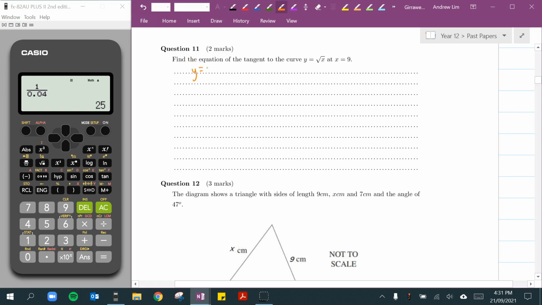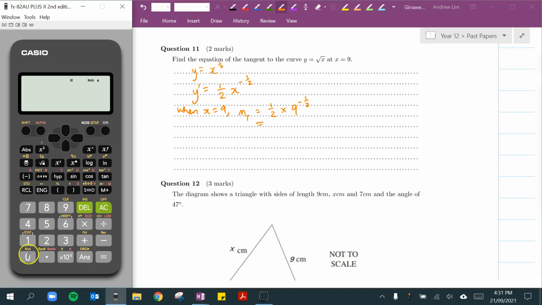So I'm going to rewrite this as y is equal to x to the power of half. So when we differentiate that, y dash is therefore equal to half x to the power of negative half. And we want to find the equation of the tangent, so we need to know the gradient. So when x is equal to 9 according to the question, the gradient of the tangent will be half times 9 to the power of negative half, which is 1/6.